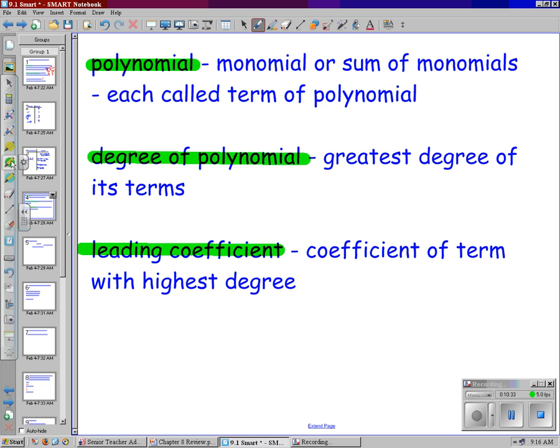You're going to hear me using these words throughout the chapter. I want to make sure that you have some idea of what they are talking about. We're going to go through these words here in just a moment with some examples. Any questions so far?